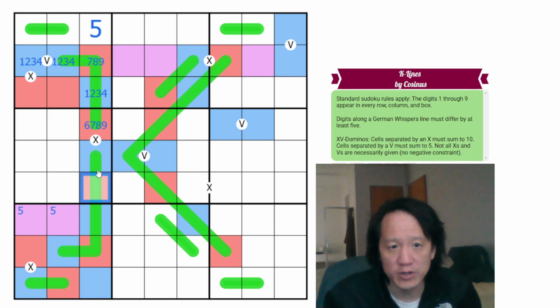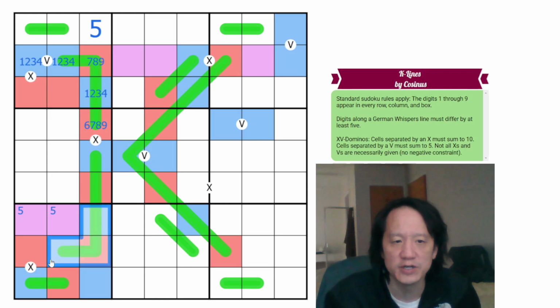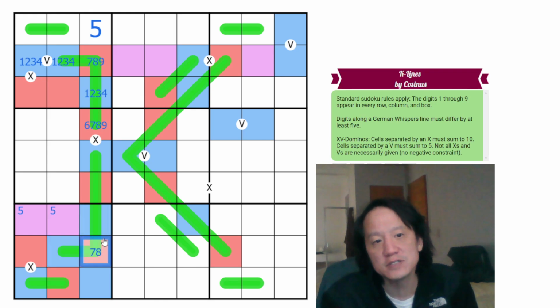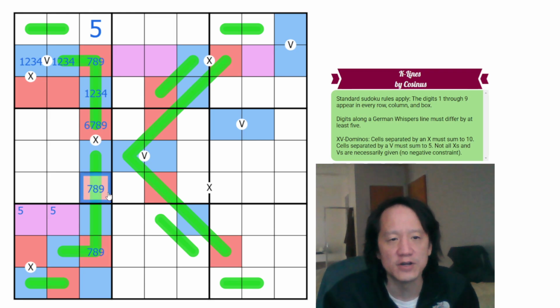This cell, though, is next to 2 unique digits on a German whisper line, since by Sudoku rules, these have to be unique. And this is also next to 2 unique digits on a German whisper line, because by Sudoku rules, 2 digits in a box have to be unique. So this is 7, 8, or 9. This has to be 7, 8, or 9. Therefore, in column 3, we have a 7, 8, 9 triplet. That means that the rest of the column cannot be in any other cell other than that triplet. So therefore, this can't be 7, 8, or 9.